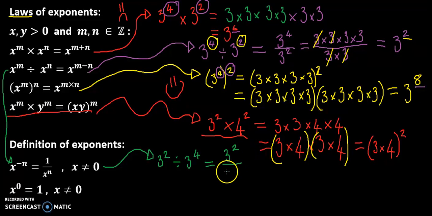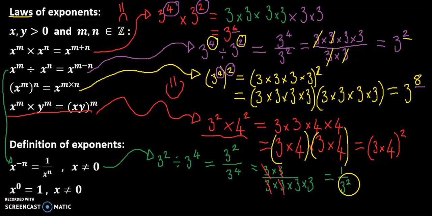3 to the power of 2 divided by 3 to the power of 4 gives us 3 times 3 over 3 times 3 times 3 times 3. And we'll do some cancelling over there and over there and over there and over there, which gives us 1 over 3 squared. Now, how does that link to this over here?